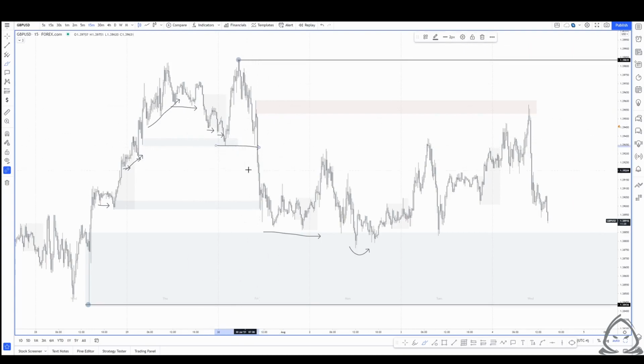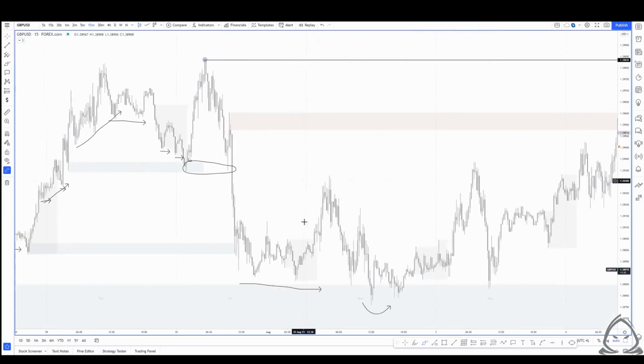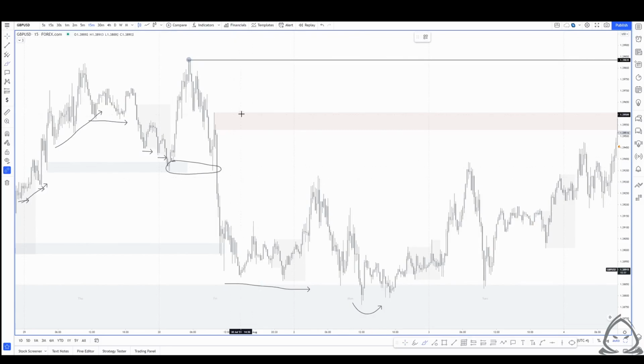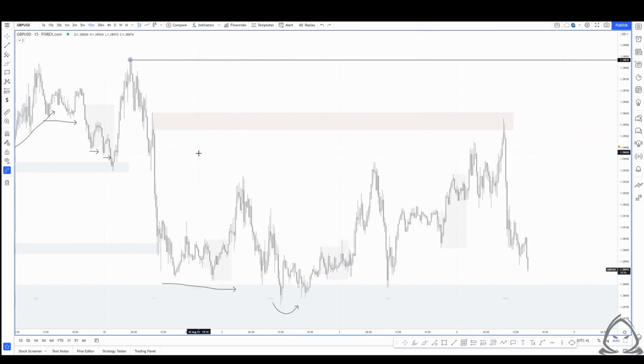It's what's created a break of structure. What we can see is we have a demand zone. We get an initial reaction from that demand zone, and then price breaks that demand zone, forming supply. This is what we know as a supply and demand zone flip.